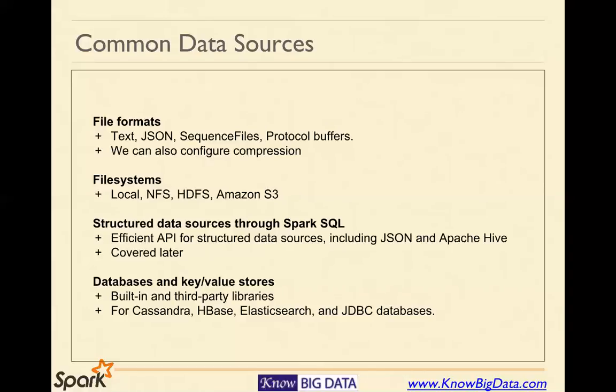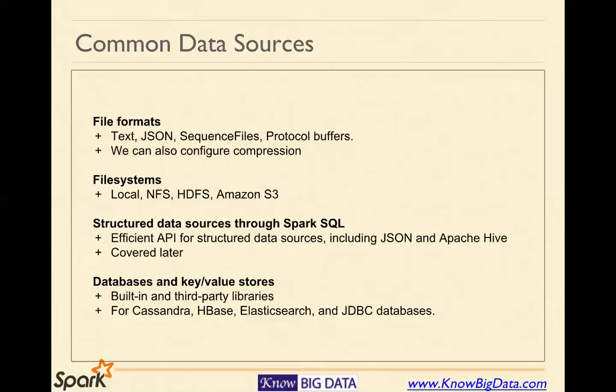Then we have protocol buffers. Protocol buffer is a format provided by Google for serialization and deserialization, and it's very efficient. So you can deal with many kinds of file formats, and many kinds of file systems from Spark. It provides an efficient API for structured data sources, including JSON and Hive. And it basically lets you talk to Hive directly using Spark SQL.